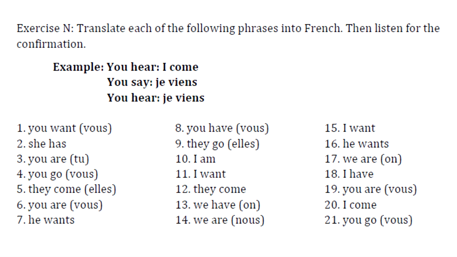13. We have. On. On a. 14. We are. Nous. Nous sommes. 15. I want. Je veux. 16. He wants. Il veut. 17. We are. On. On est. 18. I have. J'ai. 19. You are, vous. Vous êtes. 20. I come. Je viens. 21. You go, vous. Vous allez.